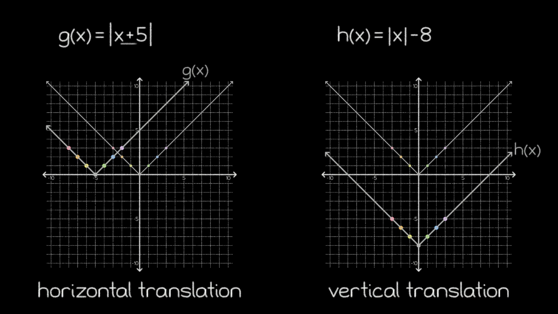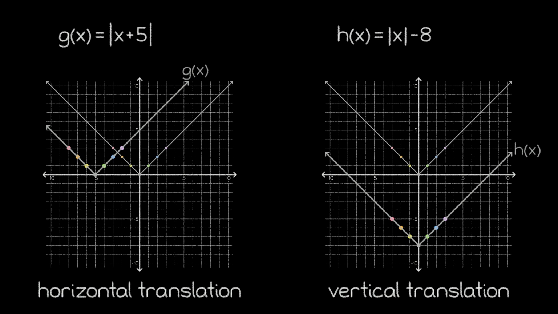Notice that the plus 5 was inside the absolute value bars, whereas the minus 8 occurred outside the bars. When we add or subtract outside the absolute value bars, it results in a vertical translation. But when we add or subtract before taking the absolute value, it results in a horizontal translation.